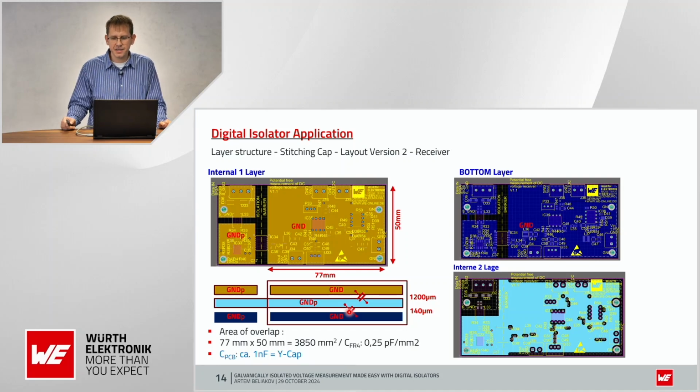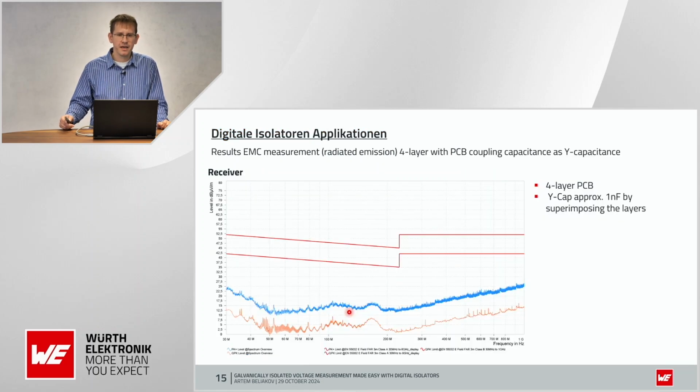The area of the 4-layer board is 77 by 50 millimeters, creating a parasitic capacitance of approximately 1 nanofarad, which is used as the Y capacitor. The radiated emission measurement shows that we are well below the required limits. It proves that our approach with stitching capacitance works well.